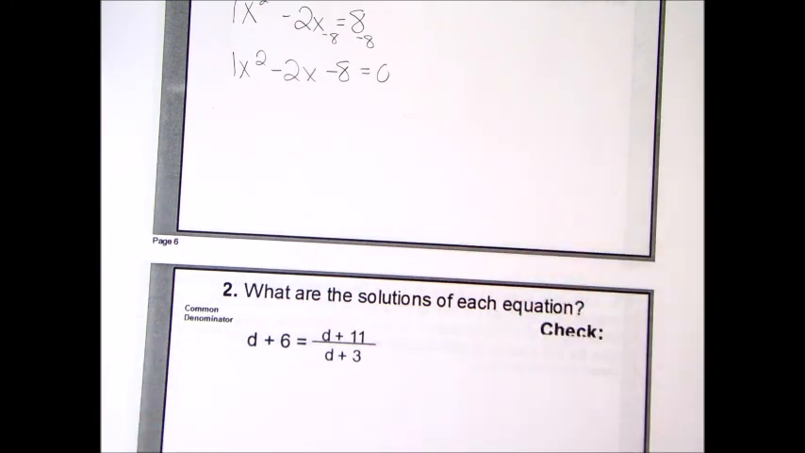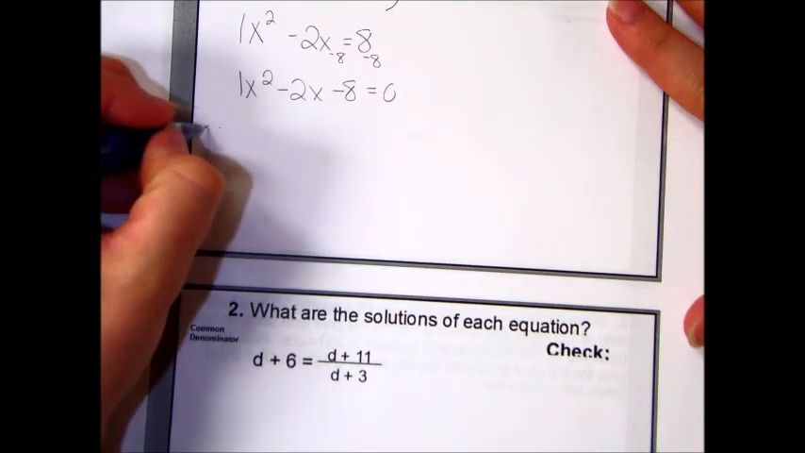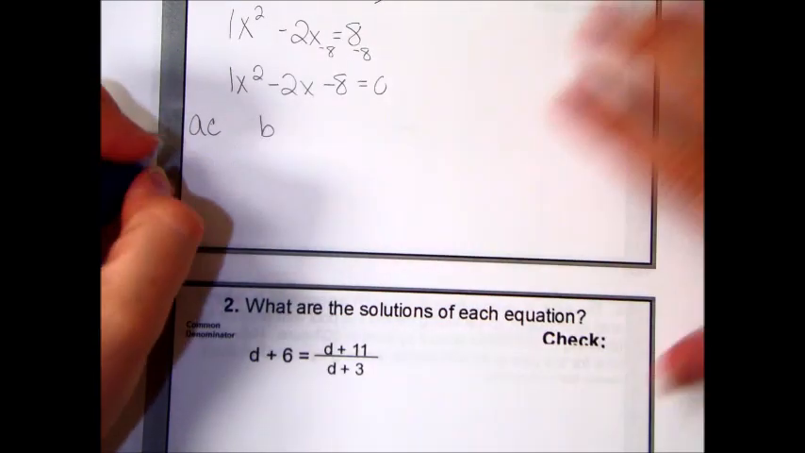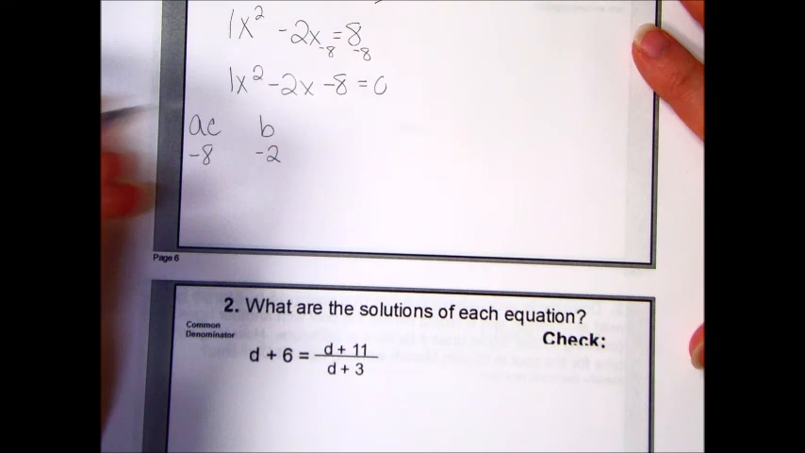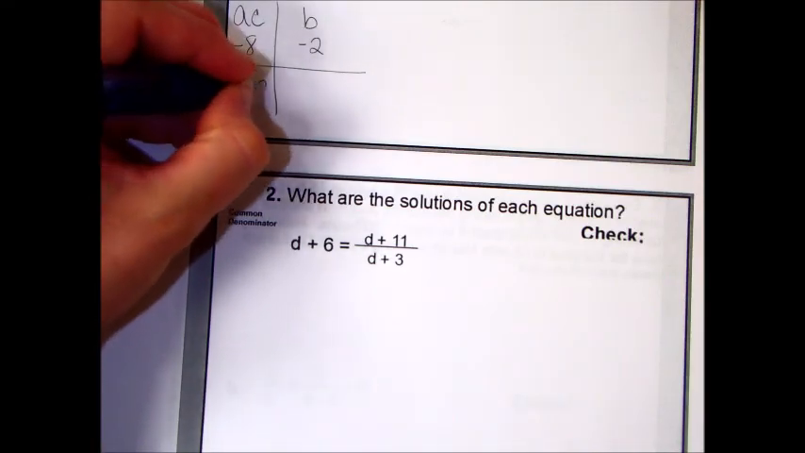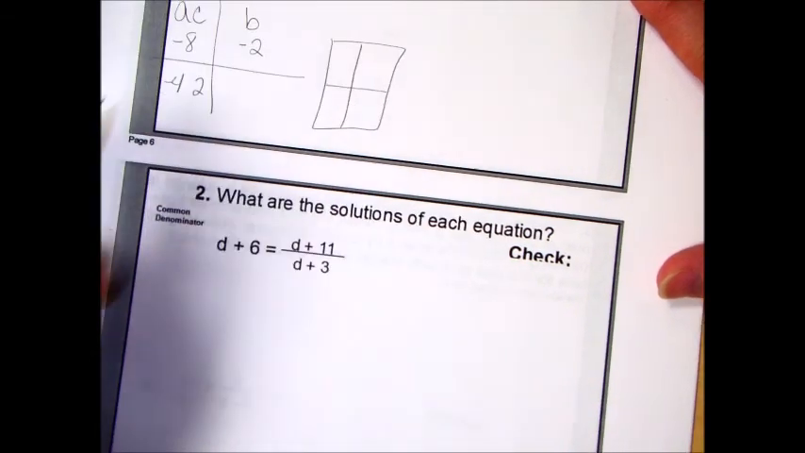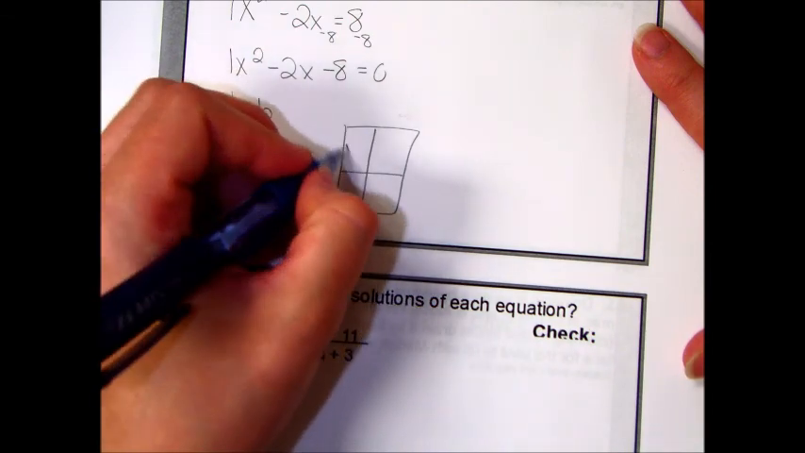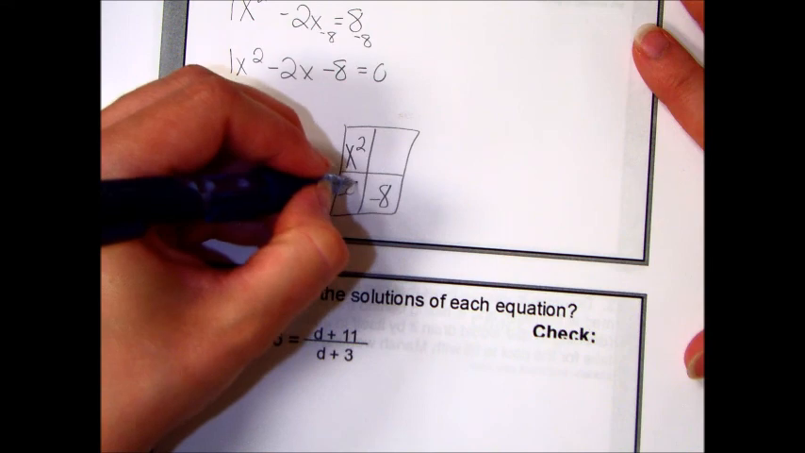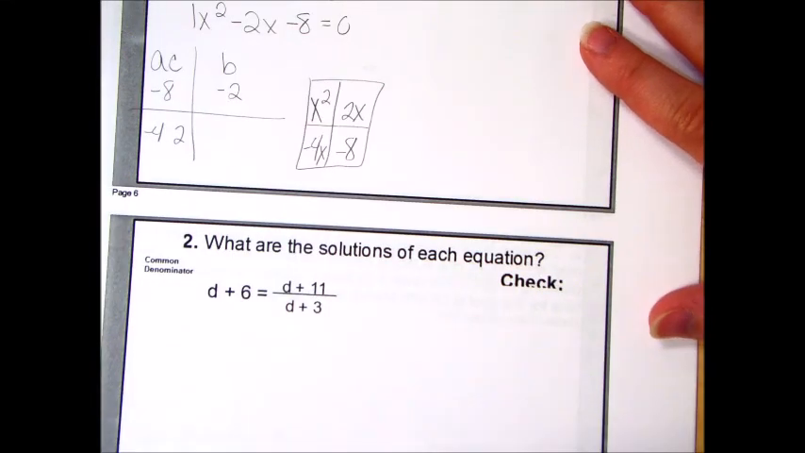I like to factor. I don't know if you guys want to use the quadratic formula, whatever you want. Honestly, you guys are really, really good now at this box thing. So I would do a times c is -8, b is -2. My magic numbers, therefore, are -4 and 2. And the box is going to be, put your x squared in here, put your -8 in there, put your -4x and your 2x. You should be really good at this right now, especially after taking those keystones.